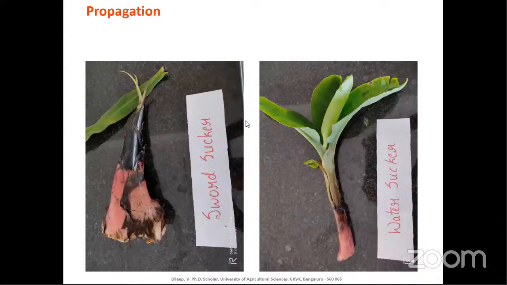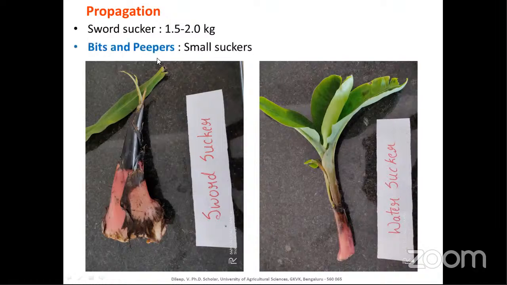Moving forward, the propagation. You know that sword suckers are ideal for propagation. The ideal size of the sword suckers is 1.5 to 2 kg. This is the one which is used for propagation. The smaller ones are called bits and peepers. This is one of the terminology you should be aware of.